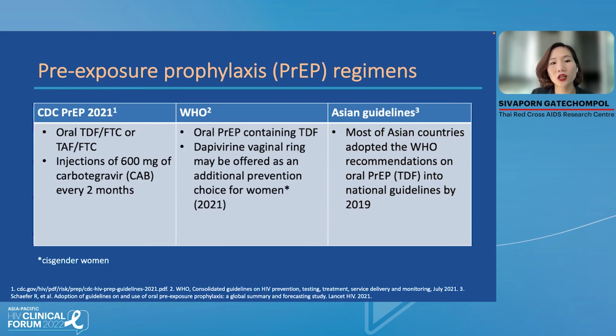And for the Asian guideline, most Asian countries adopted the WHO recommendation on oral PrEP TDF into their national guidelines by 2019. But I didn't see any country that has recommended the dapivirine vaginal ring in their national guideline yet.